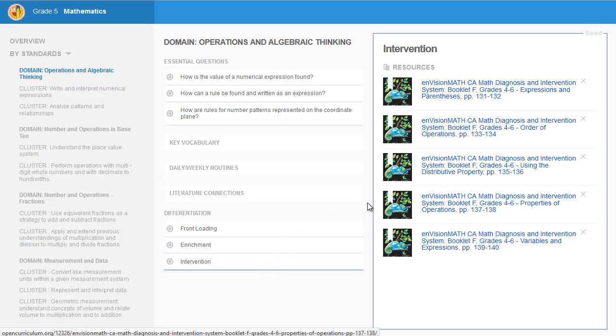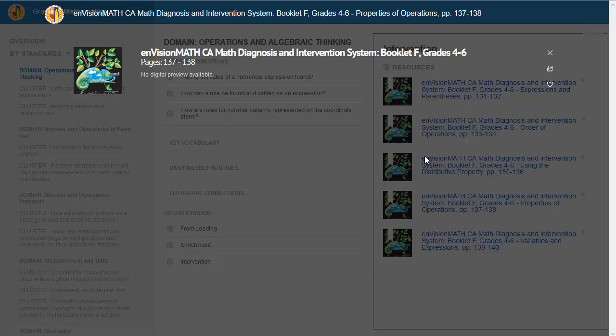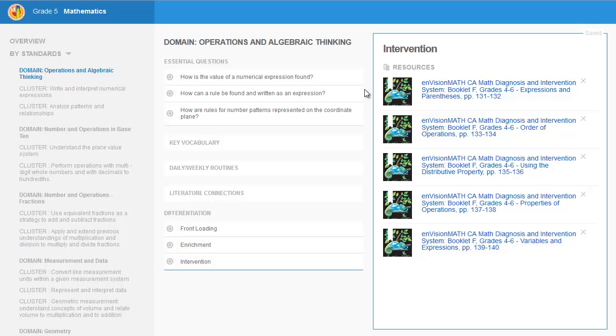If we click on these resources, say this particular resource, it's actually a reference to a page in the textbook, in the intervention system and diagnosis booklet F. It points out to us that there's no digital version available. But whenever there's a digital version available, it shows it to us.